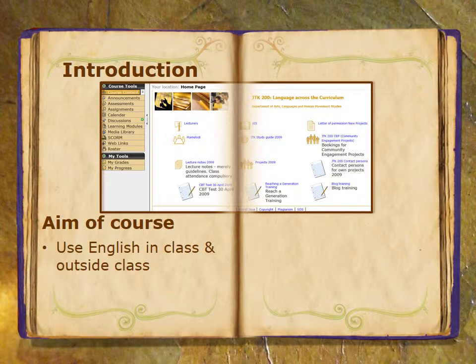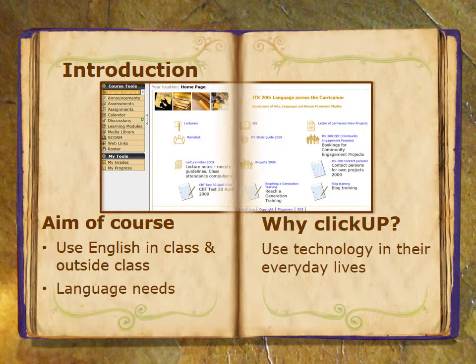Student teachers in JTK 200 need to get the opportunity to use English in the classroom and also outside the classroom. They need to know what are the language needs and language requirements for teachers in the profession, in their individual capacity, in the classroom, in the school, and in the community. I feel the use of ClickUP is very important because it makes technology part of the course and part of their everyday lives.